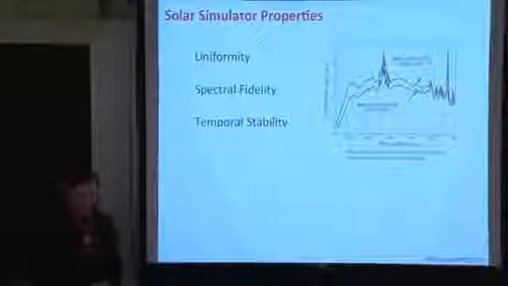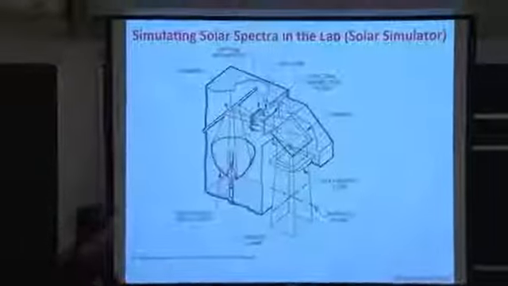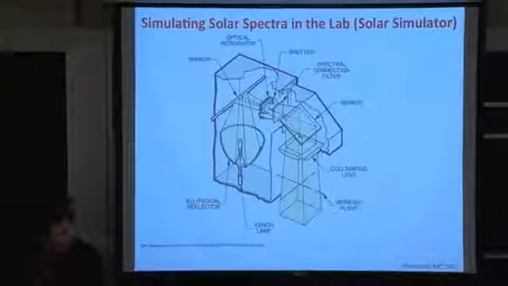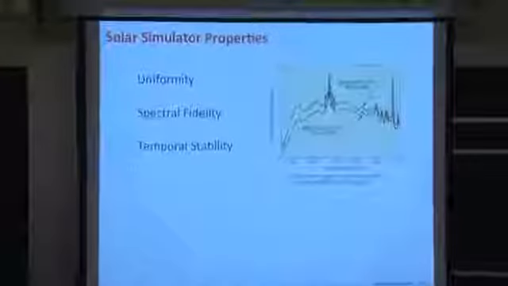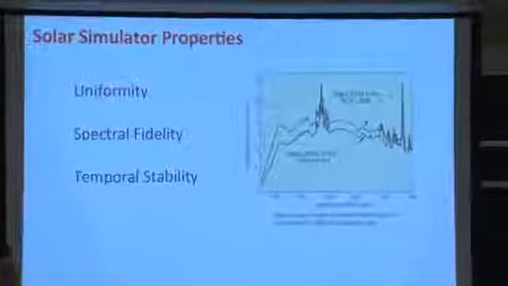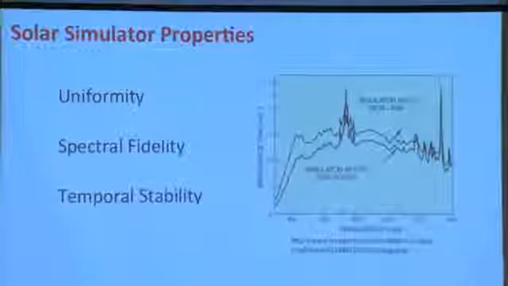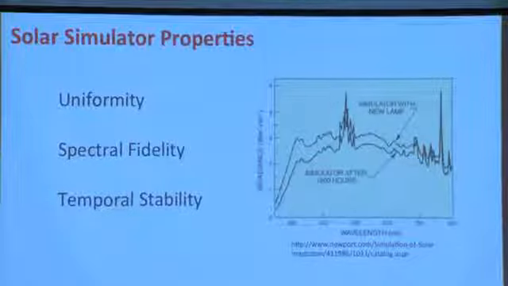Okay, so now that we have light approaching our sample right here, so light is incoming on the sample, we have three things broadly that we have to worry about. We have to worry about uniformity of the light, the uniformity from small region to region of the illuminated area. We need to worry about spectral fidelity.